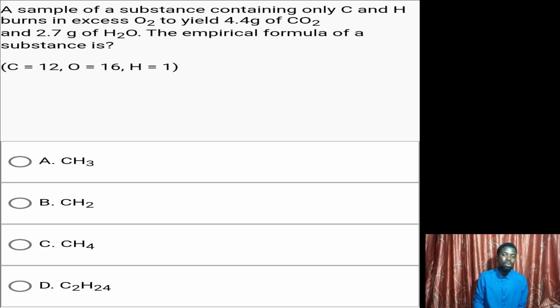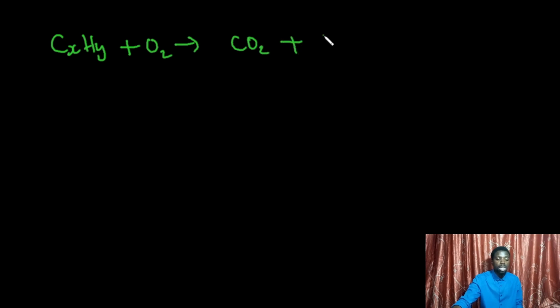Now this particular question is a little bit more technical, so before we apply the rules of empirical formula, we would need to look into the question and understand it. First of all, anytime you are given a question on a reaction of a hydrocarbon, which contains only carbon and hydrogen, anytime a hydrocarbon reacts with oxygen, the only products gotten are carbon dioxide and water.